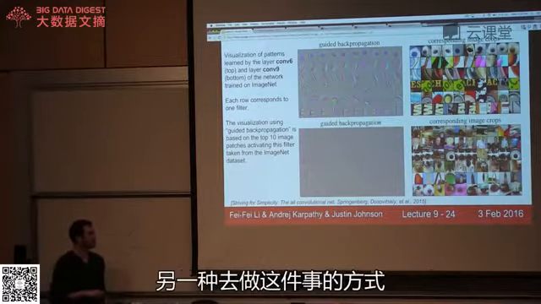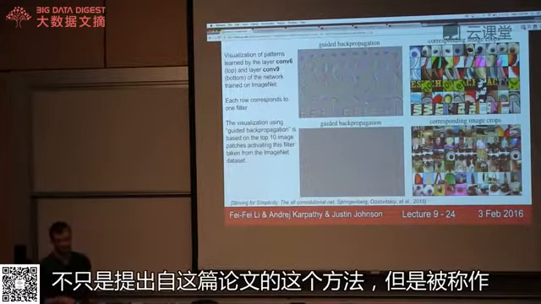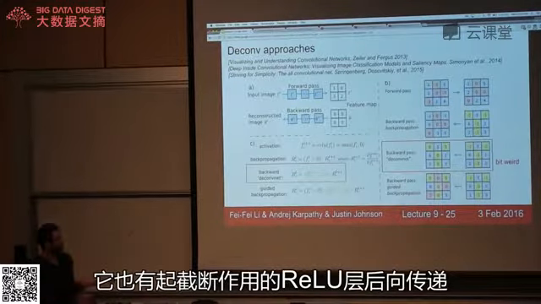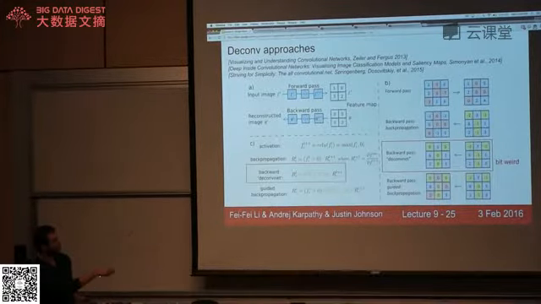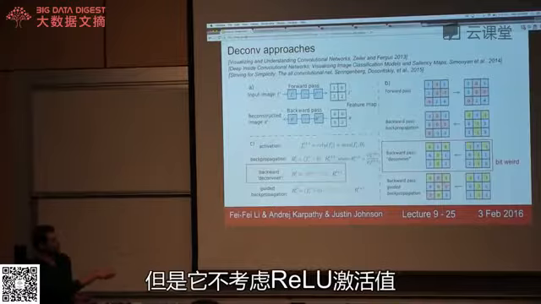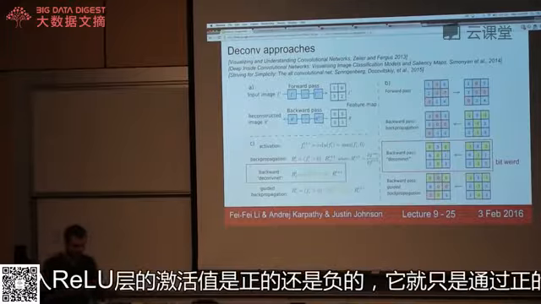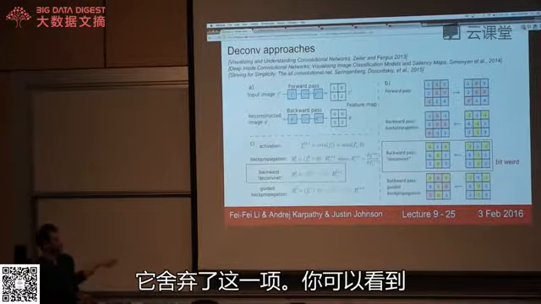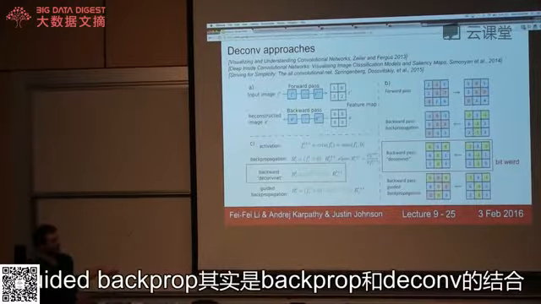Now there's another way to do it, not just the approach proposed in this paper, but also something called a deconvnet. This is from a paper by Matthew Zeiler in 2013, and it hacks up the ReLU backward pass as well, but in a funnier way. It ignores the ReLU gradient, and just passes through the positive gradients. It doesn't care if the activations coming into the ReLU are positive or negative, it discards that term. And so you can see that guided backprop is kind of both of them at the same time. So it's kind of funky stuff going on.